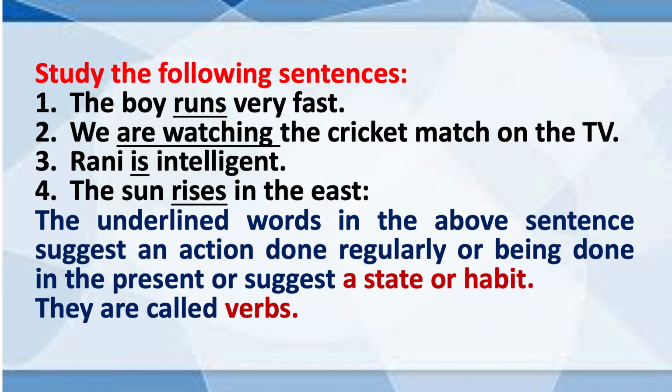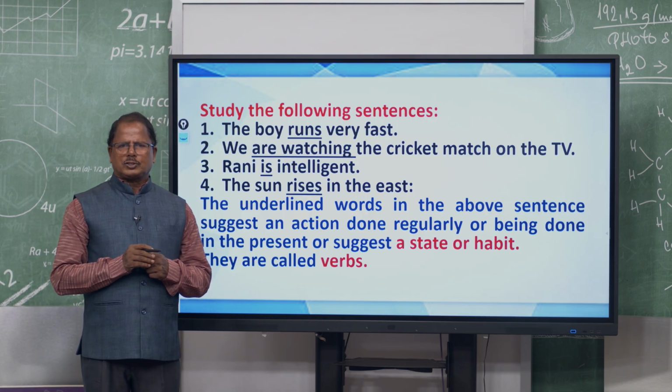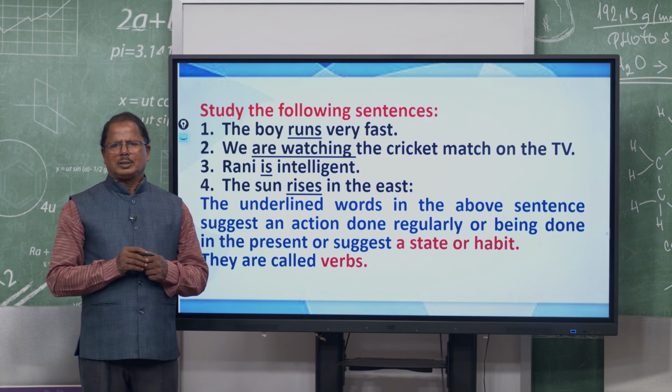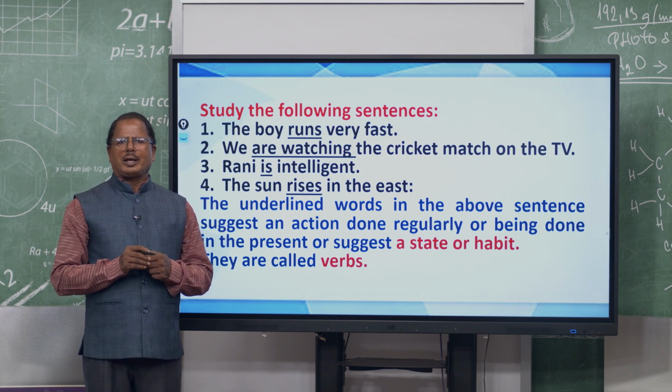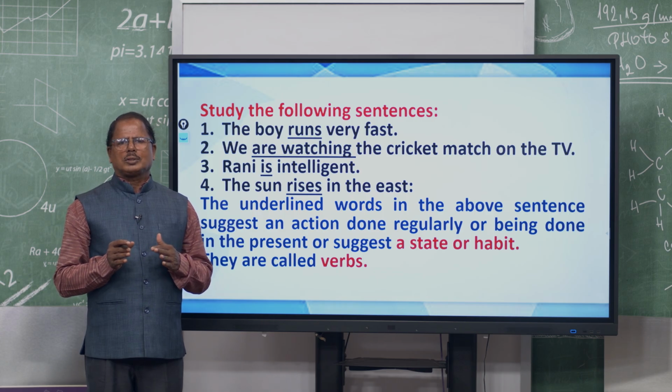And now, you see, study the following sentences. The boy runs very fast, we are watching the cricket match on the TV, Rani is intelligent, the sun rises in the east. The underlined words in the above sentences suggest an action done regularly or being done in the present, or suggest a state or habit, they are called verbs. So, runs, watching, is, rises, these words suggest an action or suggest a state.